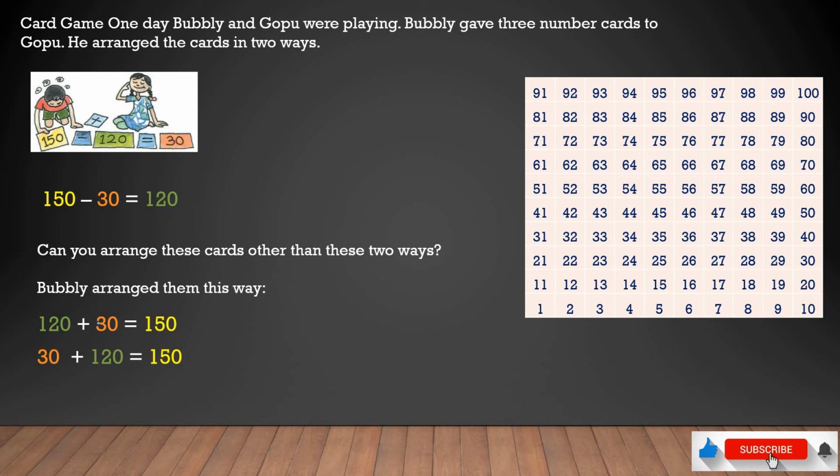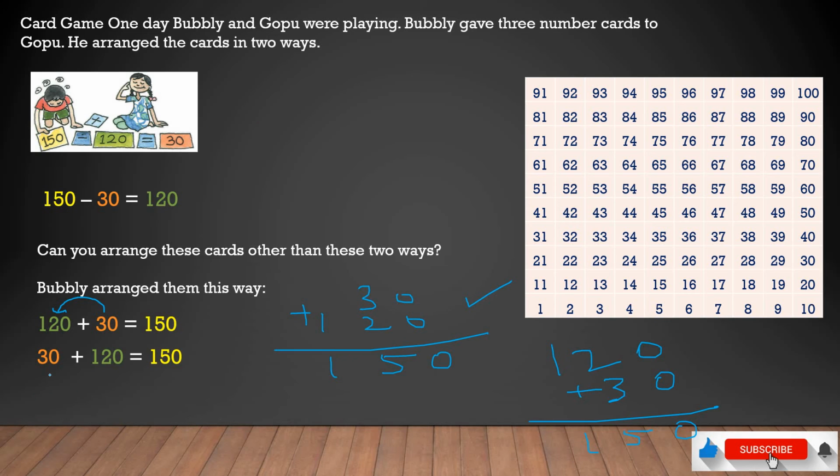Let's see another arrangement. See if you add these two numbers. So either you write 30 plus 120, we get 150. If you write it this way, we get 150. Or if you write it in this way, then also we'll get 150.